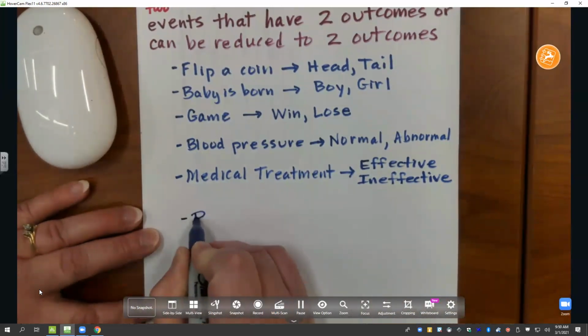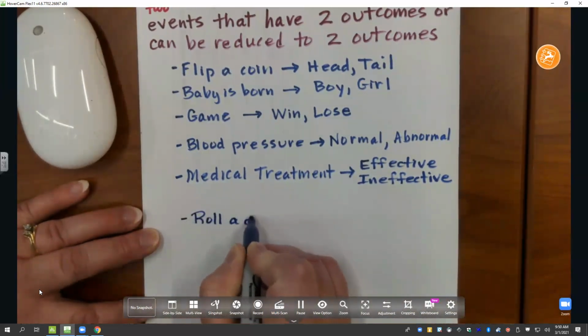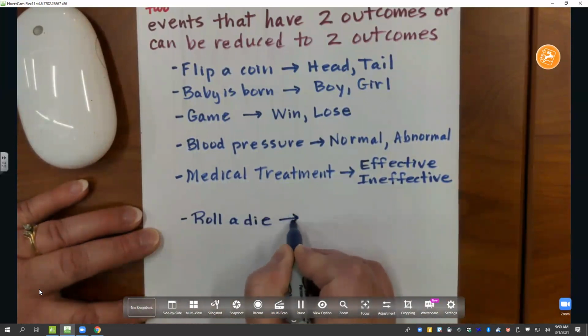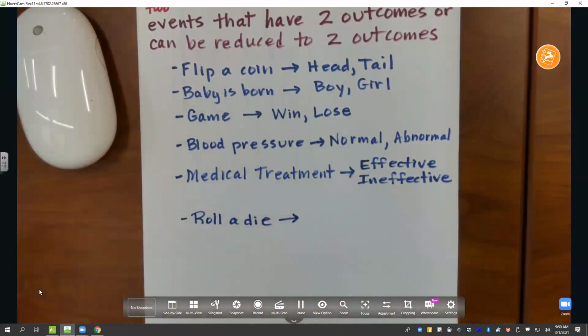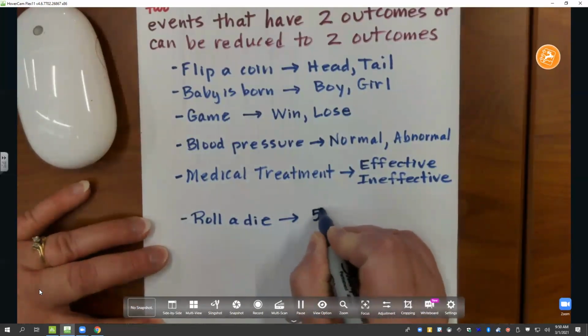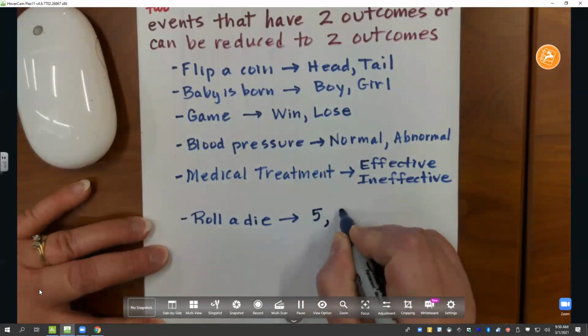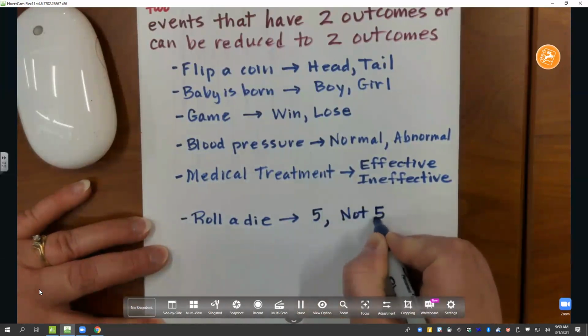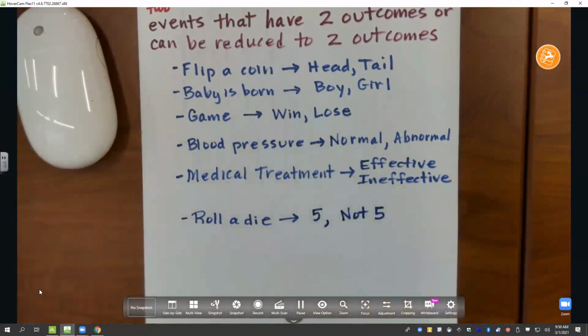Even something like rolling a die is an example where we can reduce the outcomes to two outcomes. Normally when you roll a die, there are 6 events. But if I focus on what I want, let's say I want to roll a 5, I can group everything else together as not 5. So I can reduce it to 2 events. I either get what I want or I don't.